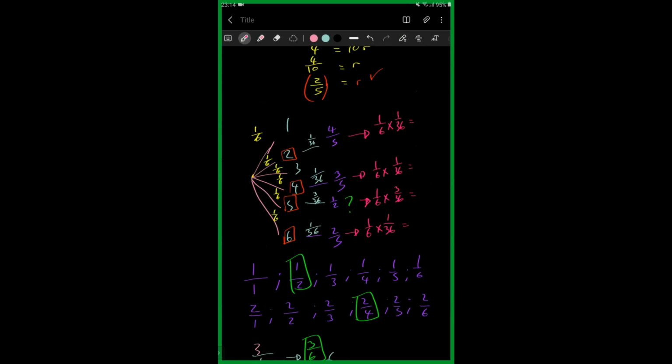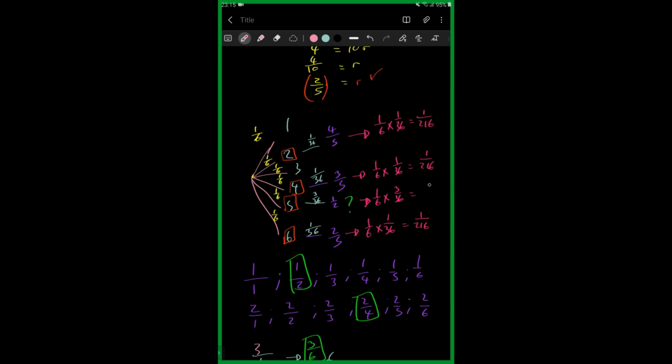But anyways, 1 over 6 here multiplied by 1 over 36 is equal to 1 over 216. So 1 over 216, and then here again 1 over 216, and here we also have 1 over 216. No, the first one is not going to be 1 over 216. Only the last one is going to be 1 over 216. This one is going to be 1 over 72.